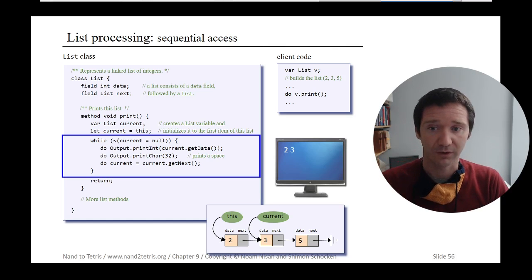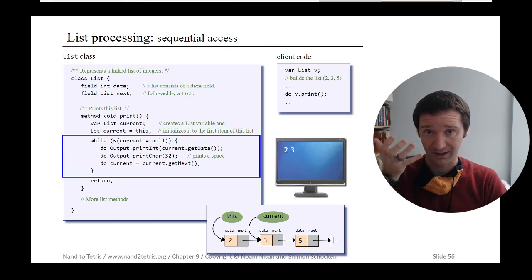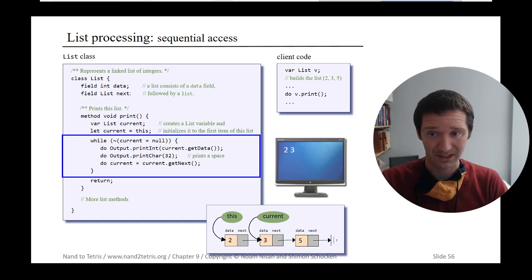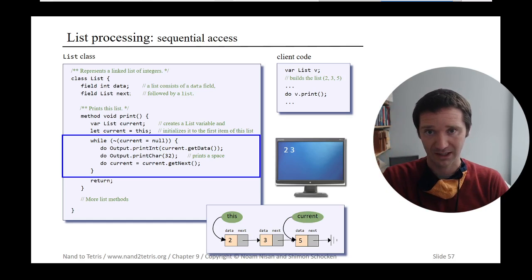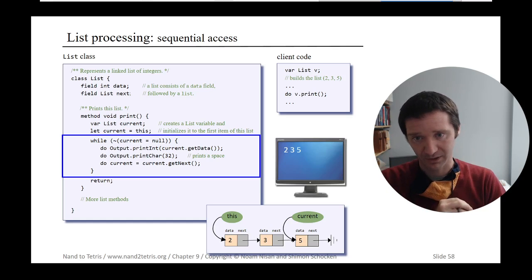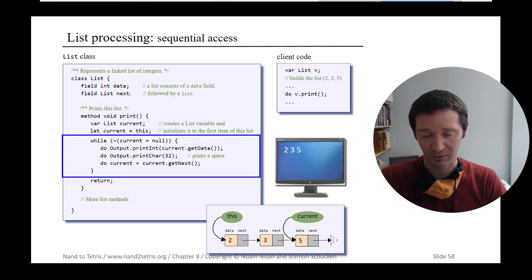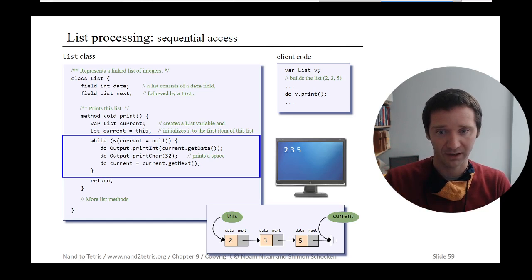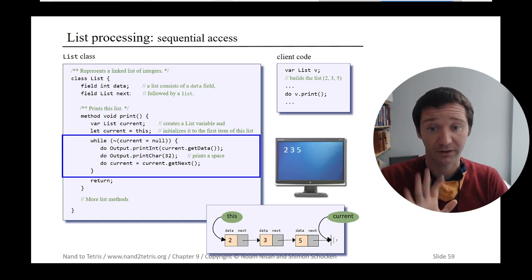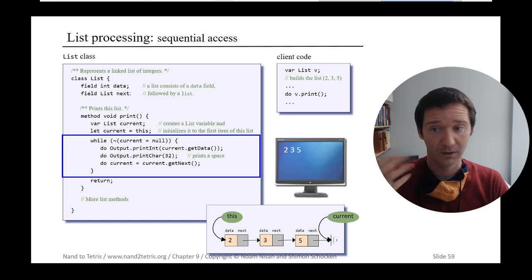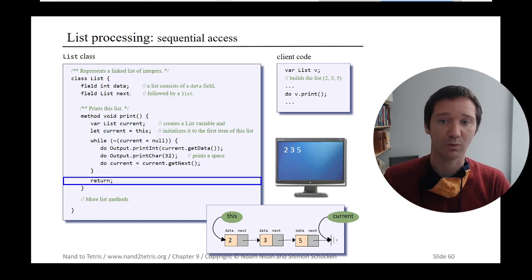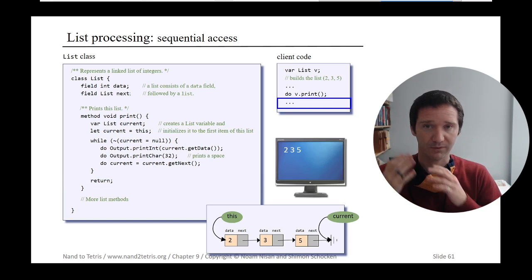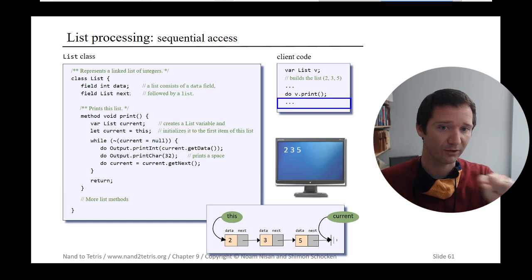Well, no. So we're going to then print the get data, which is 3. We're going to print a space. We're going to assign now current to the next item. Say, all right, print this, 5. Print the space. Going to assign current to the next item. We say, all right, is current null? In this case, yes, current is null. We are done. We break out of our while loop. We return. We've now printed that whole list, just traversing down all of it.